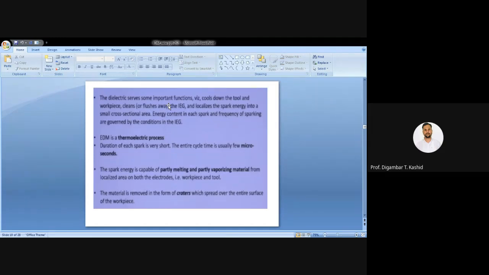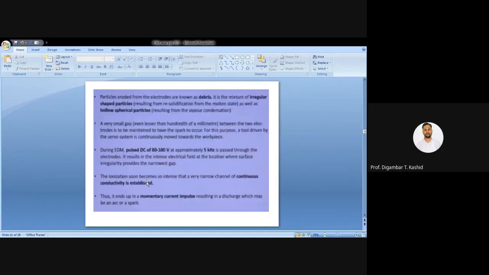The irregular shape is because the metal comes from the molten state into your dielectric, so it takes the irregular shape of the debris. And whatever metal evaporates then cools down, and after cooling down, it sometimes takes the shape of a sphere.